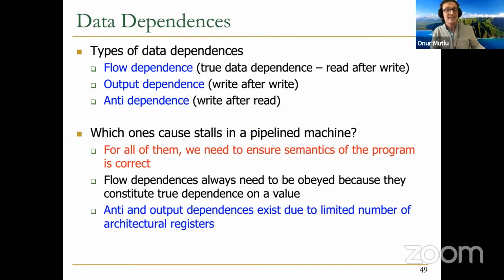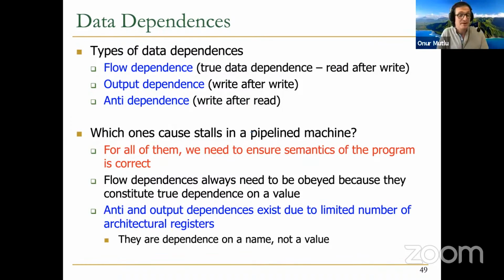Anti and output dependencies exist due to a limited number of architectural registers. You don't have enough architectural registers, basically. Remember, in MIPS, we have 32. In x86, we have 16. But different architectures have different numbers. In LC3, we have 8, for example. If you don't have enough architectural registers, you need to reuse the names of the architectural registers. Essentially, they depend on a name, not a value. And we're going to fix that in out-of-order execution by doing what's called renaming later on. We will later see what we can do about that.